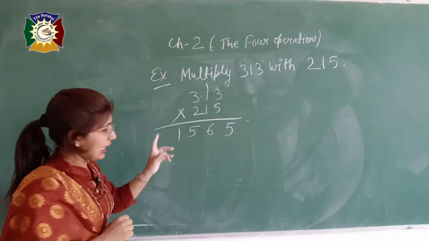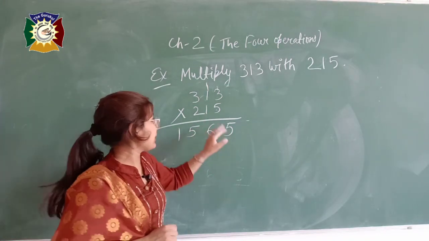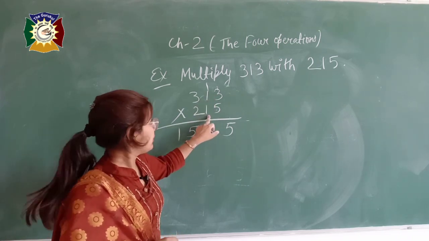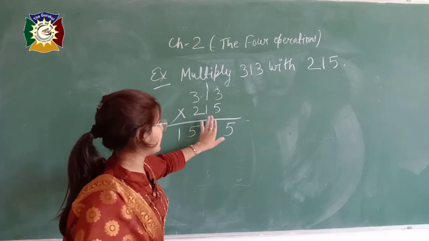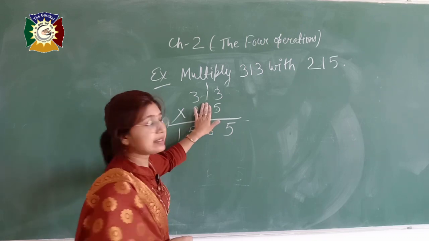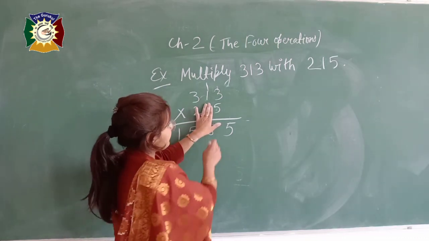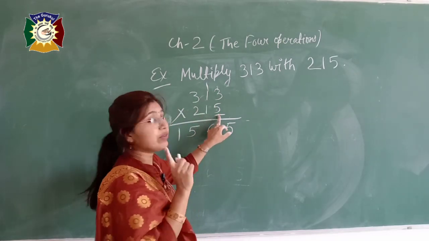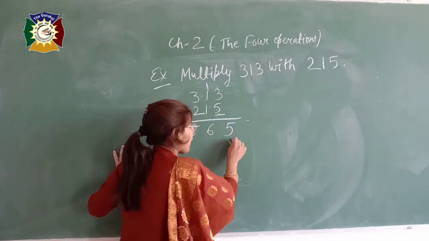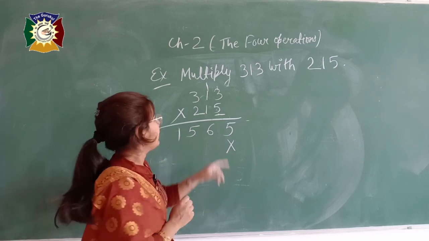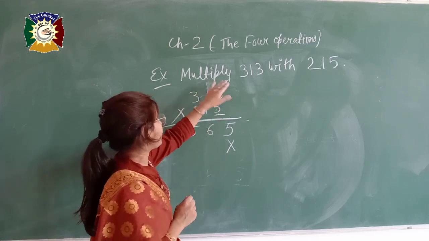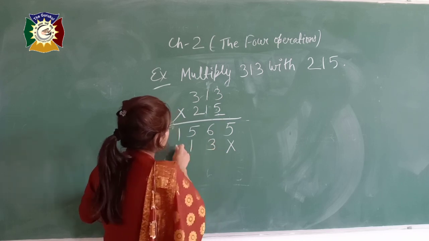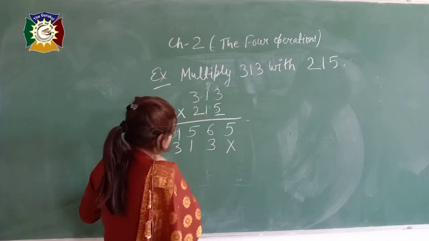Now students, as I told you in the previous example, you have to multiply the given term with this tens digit, and for this tens digit you have to see how many digits are there after this digit. After this only 5 is there. It means that after 1 you have only 1 digit. For this 1 digit you have to put 1 cross sign. Now multiply this given term with 1. Now 1 into 3 is 3, 1 into 1 is 1, and 1 into 3 is again 3.